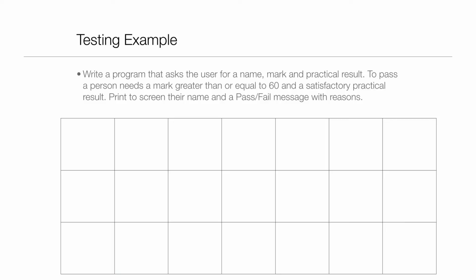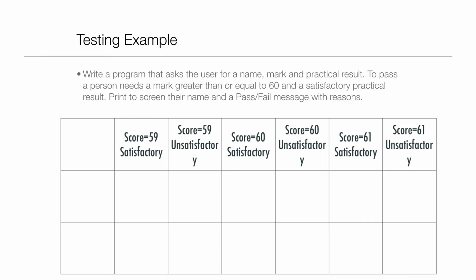So to test it properly, you're not just going to type in the number 60 and satisfactory and expect it to pass. You've got to test when the person's going to fail as well. So you've got to test all these combinations of values. The formatting got messed up, I apologise for the unsatisfactory.